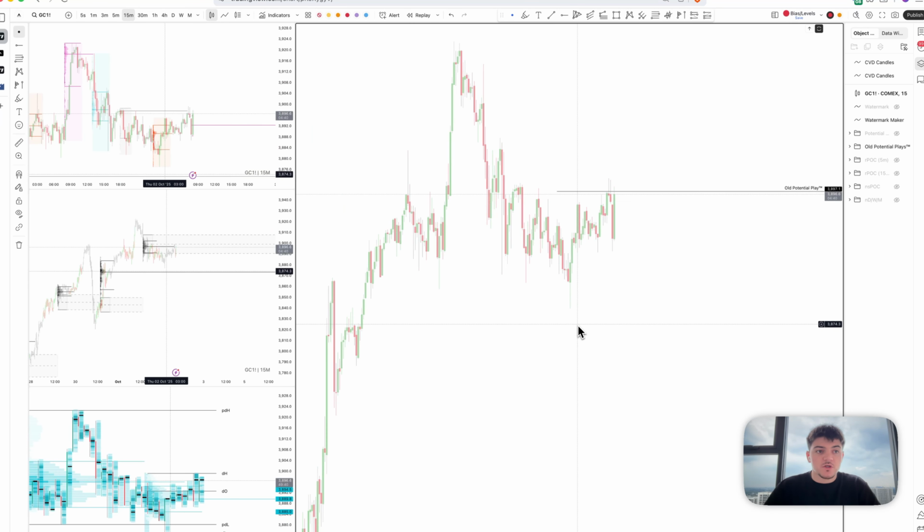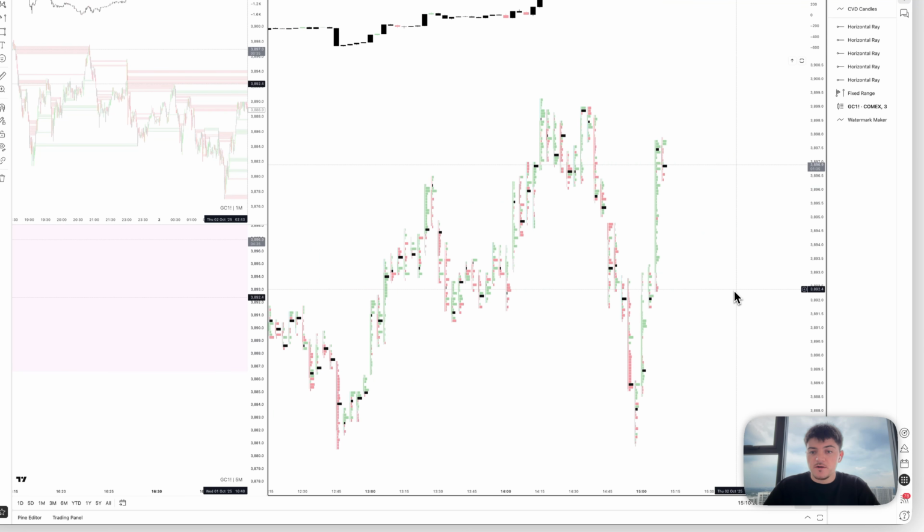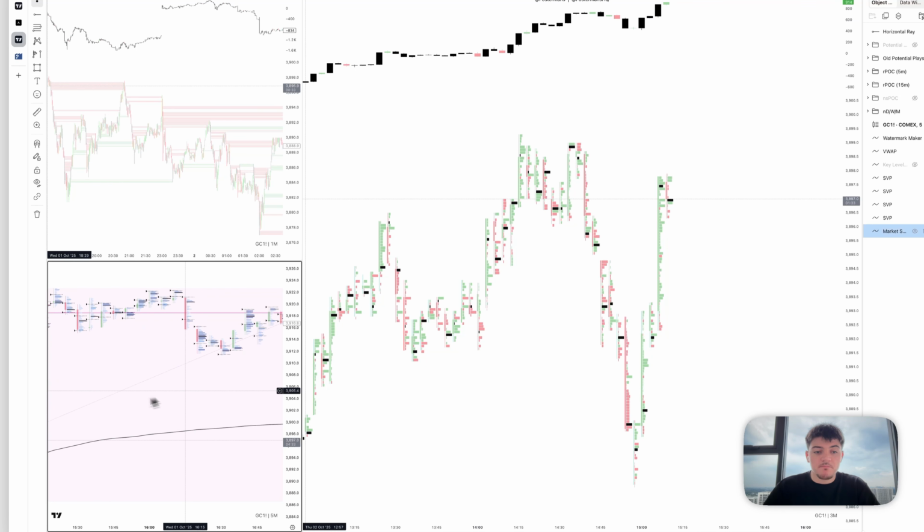How do I trade this now? So what I will do is go over to my main chart. Now, if I just clean everything up here, okay, this is pretty much my main scalping chart.